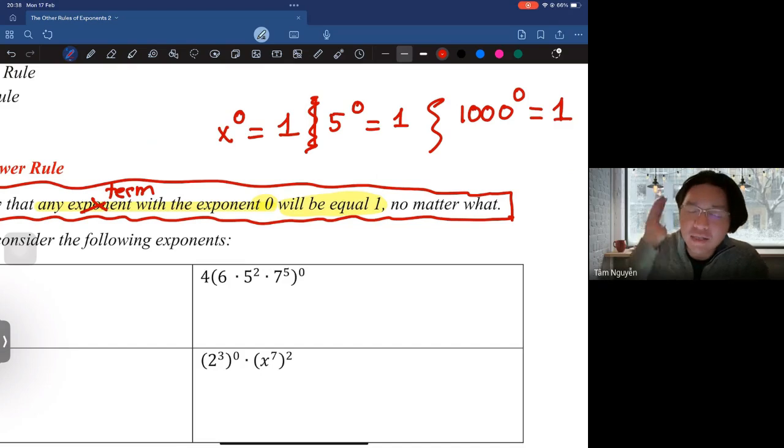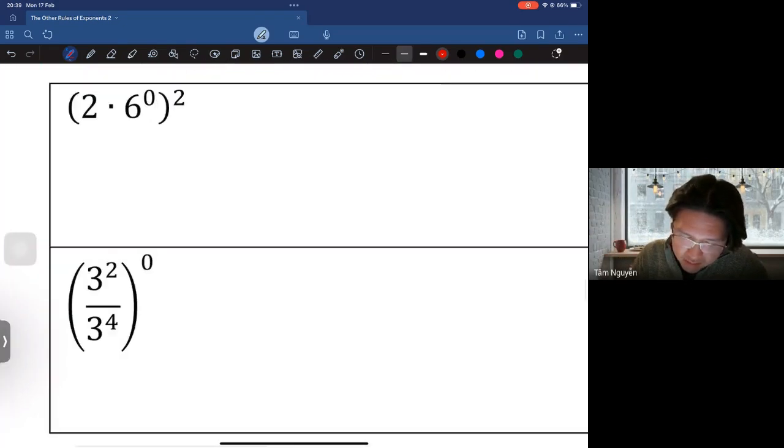Okay, so let me repeat, it doesn't matter what power, what numbers, what variables you have. If the variables have the power 0, it will automatically equal 1. Or you could think about it like you could automatically turn that term into 1. All right. Now let's look at this example.